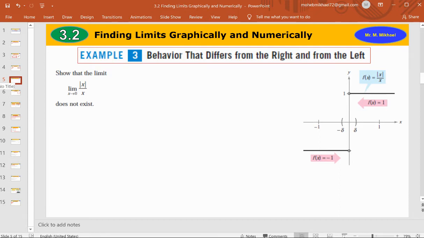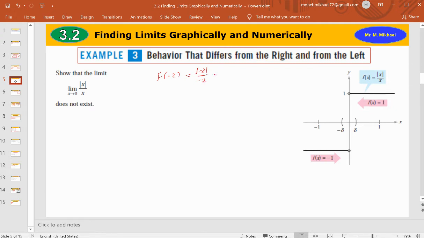What do I mean? Guys, if you want to graph this function, you need to substitute some values, from the left and from the right of 0. If you substitute some numbers to the left of 0, for example, if you want to get f of -2, f of -2 is equal to the absolute value of -2 over -2.